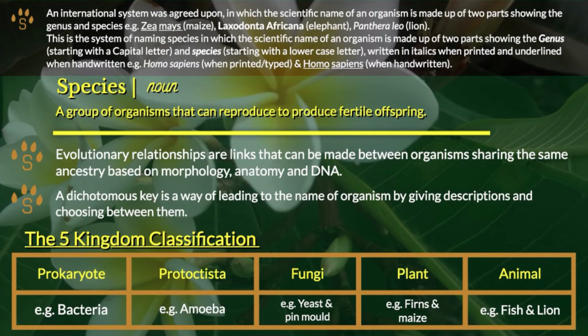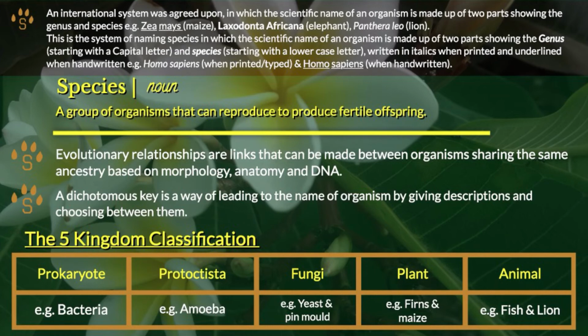Then the next definition is for species. A species is a group of organisms that can reproduce to produce fertile offsprings. It's important to have the fertile offsprings because the offsprings have to also reproduce. The next point is evolutionary relationships are links that can be made between organisms sharing the same ancestry based on morphology, anatomy, and DNA. Then the next point is a dichotomous key is a way leading to the name of an organism by giving descriptions and choosing between them. It's a very exciting way of finding the names, but we'll look at it in the future.